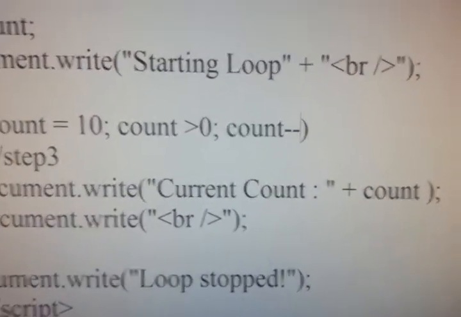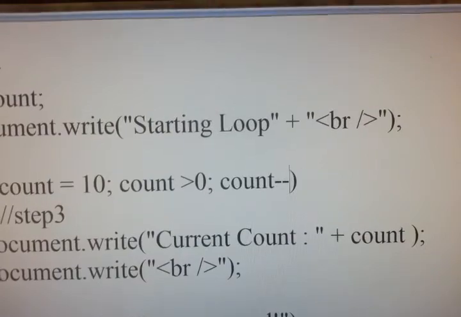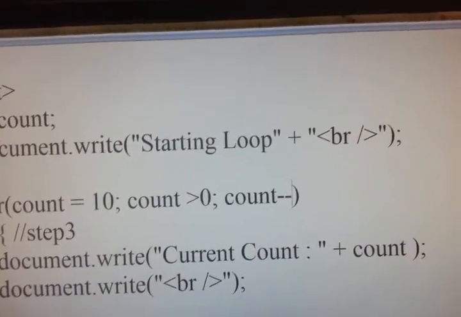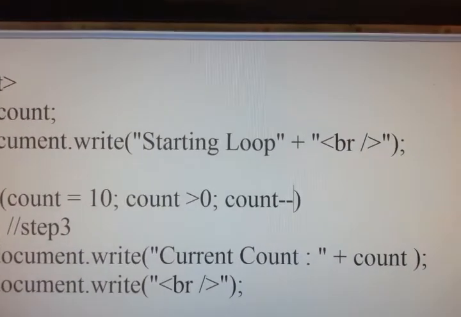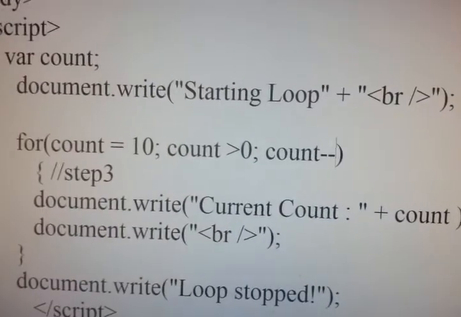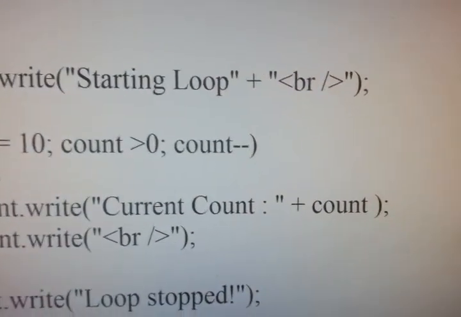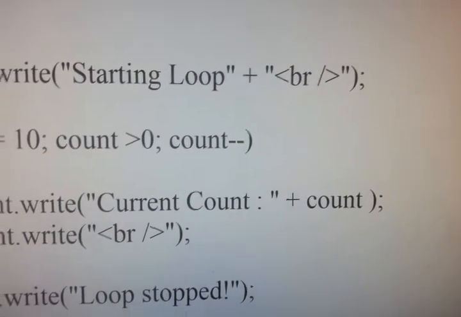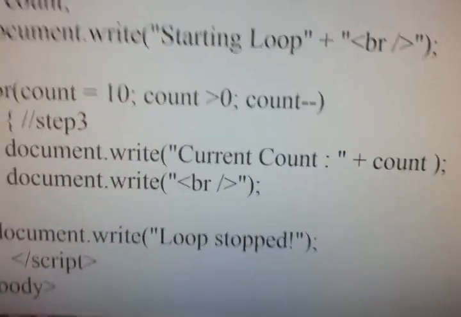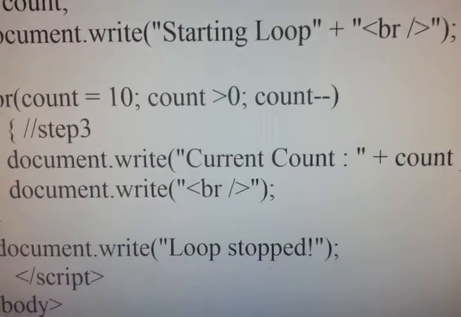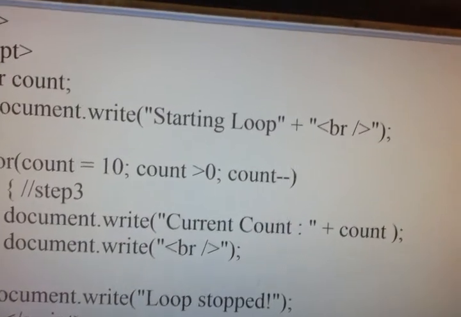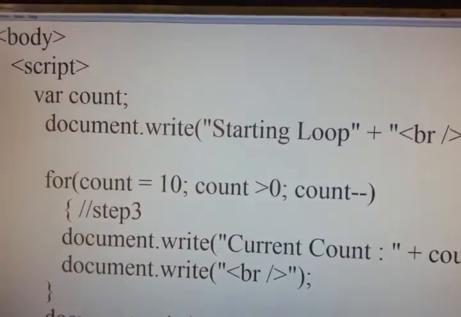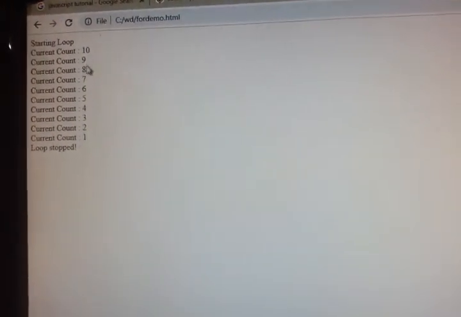Earlier initialization was 0, so we had given plus plus. Now I have given the maximum value 10, and 10 greater than 0, yes, it is true. Count minus minus. So when I change this code, what happens we will see in the browser. Execute.